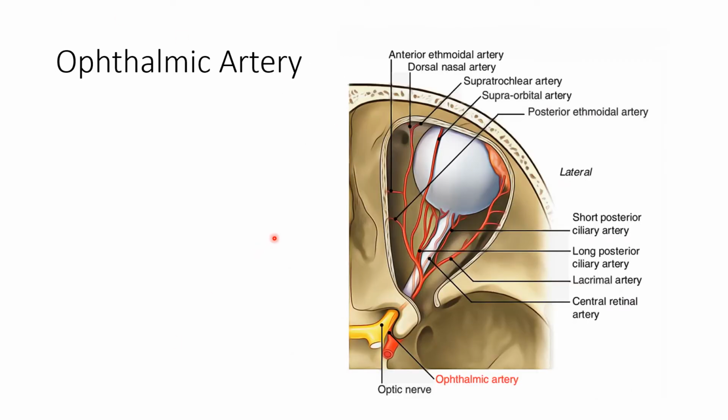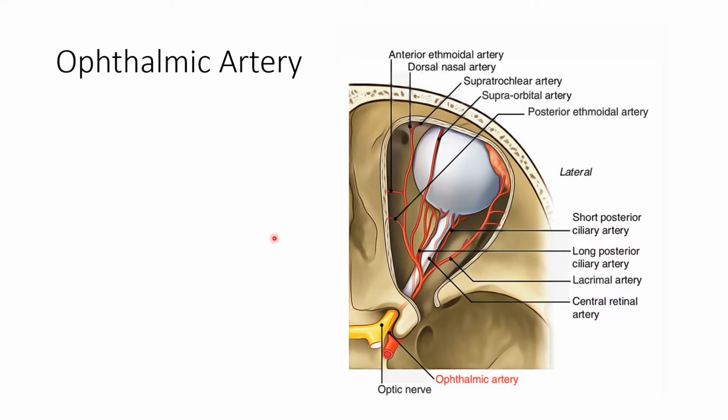Here is a slide of the ophthalmic artery. The important MCQs are, it's a branch of the internal carotid artery, the cerebral part of the internal carotid artery. This is the first question, important MCQ. And the second one, it enters through which canal? Optic canal. Along with which nerve? Optic nerve. So this is very important. The optic canal transmits the optic nerve and ophthalmic artery. These two are very important.